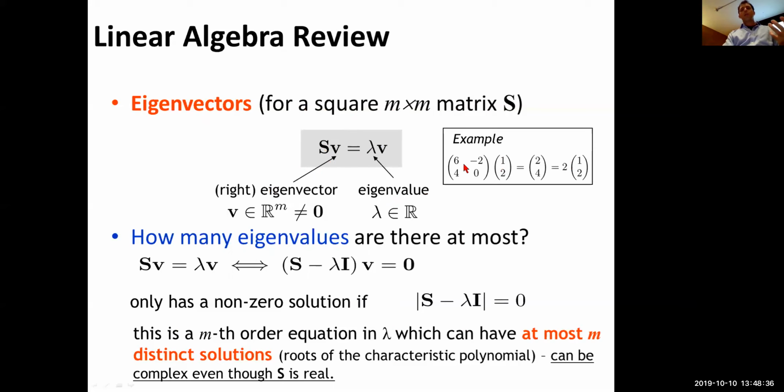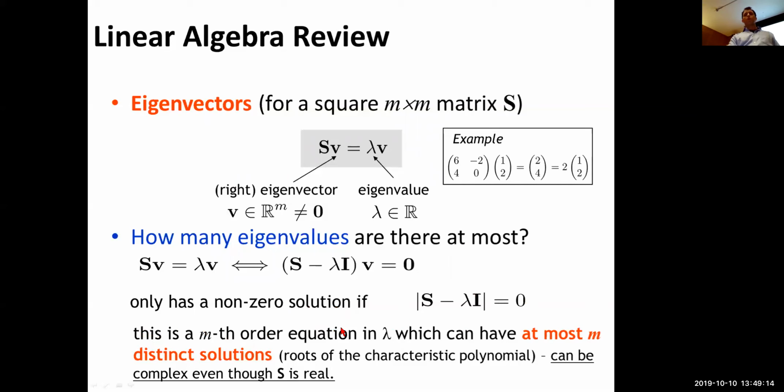In algebraic terms, it's simply a bunch of additions and multiplications, basically two multiplications and one addition in a two-dimensional space. Okay, so the question is, how do I find the eigenvectors and corresponding eigenvalues of a matrix? Well, if that is satisfied, that's simply the same thing as saying that S minus lambda, the scalar, times the identity matrix, that combined operation on V is 0. Sounds good? And it only has a non-zero solution if this determinant is actually 0.